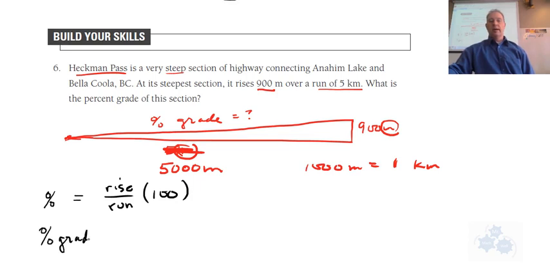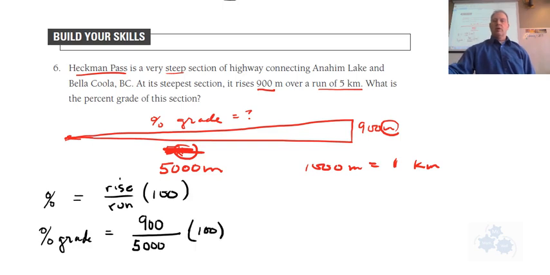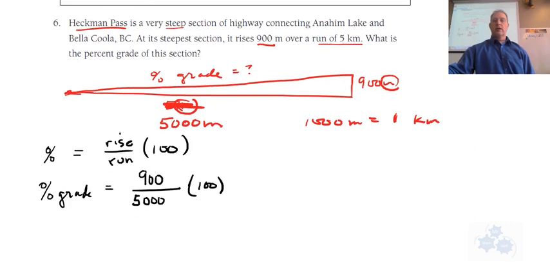I'm going to write grade there as well. So the rise is what? 900. It's 900. The run is 5,000. And then times 100. So as we just took a look at our example, we have to divide by 100 to get rid of this one. And so I'm going to have to divide by 100 here.